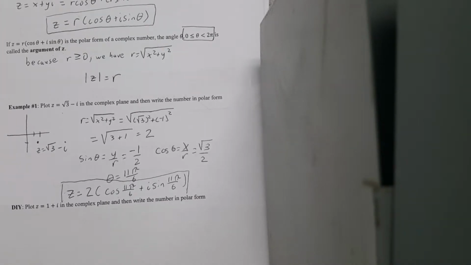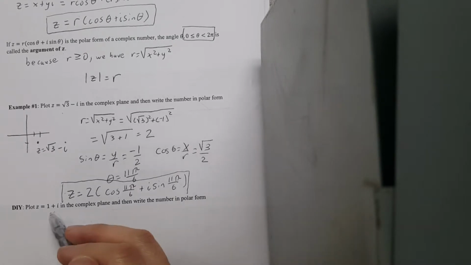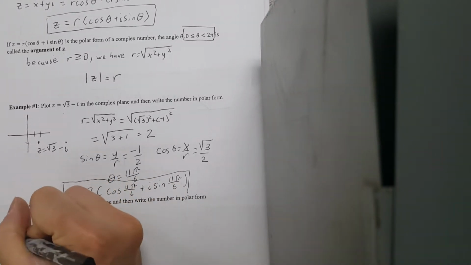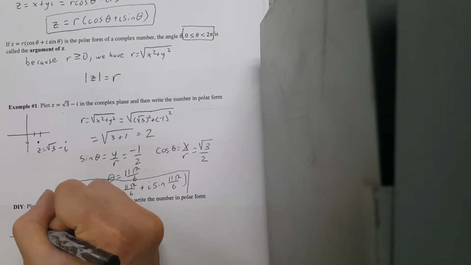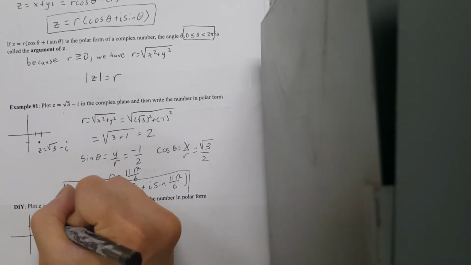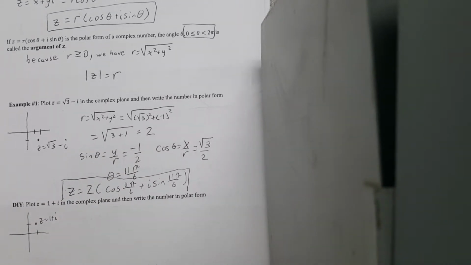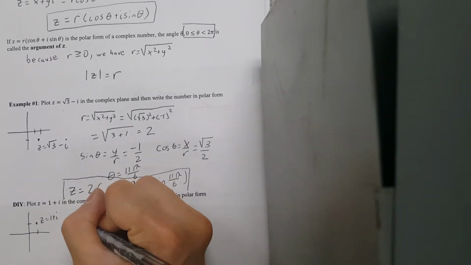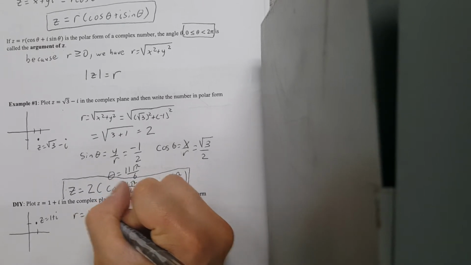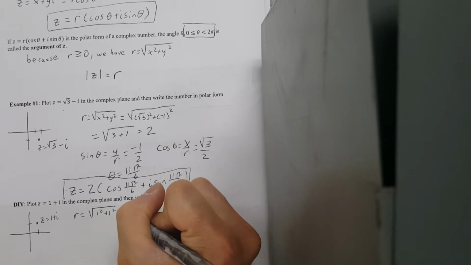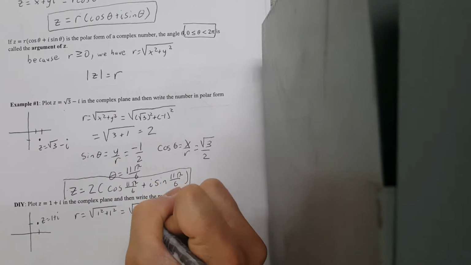So in this example for the DIY, you're going to plot this point in the complex plane. Really simple. It's just 1, 1. Okay, so this is z is equal to 1 plus I. Now I'm going to find my r. R is equal to the square root of 1 squared plus 1 squared. So that's equal to the square root of 2.